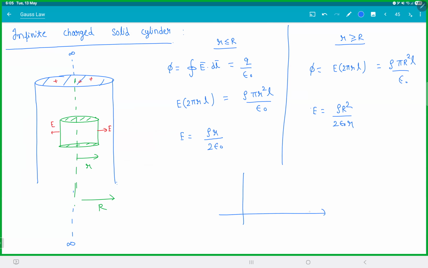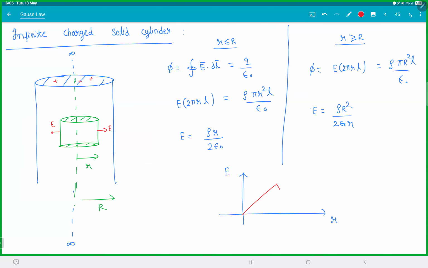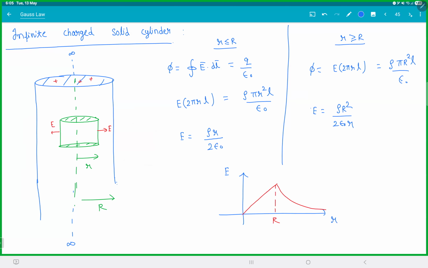So if you actually try to plot the graph, the function would be a linear function and then it decreases. It kind of looks like the solid sphere result. The second case, you take a Gaussian surface like this.